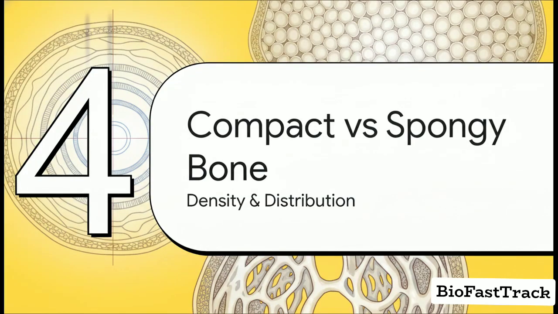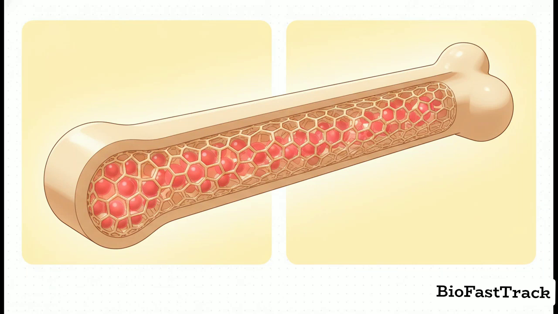All right, section 4, compact versus spongy bone. Now that we know what bone is actually made of, let's look at density and distribution to compare the two main architectural styles of mature bone. It's super cool how these two styles beautifully complement each other. Compact, or cortical bone, makes up a whopping 80% of your skeleton. It's that dense, hard outer shell providing all the structural support and protection.